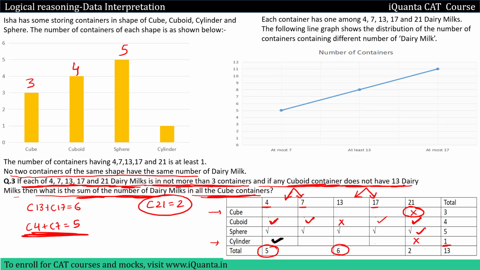We have 5 ticks now, so we'll have to put crosses everywhere. But as soon as we do that, we were given that there should be total 3 cube containers. So we should have 3 ticks in the row of cubes, but we can have maximum 2 ticks now in the row of cubes at 13 and 17. So that means here we cannot have a tick in cylinder. Similarly, we'll keep doing it for all the places in cylinders. Exactly similar to this, if I put a tick over here, then also we'll have the same condition. So that means we cannot have a tick at this place as well.